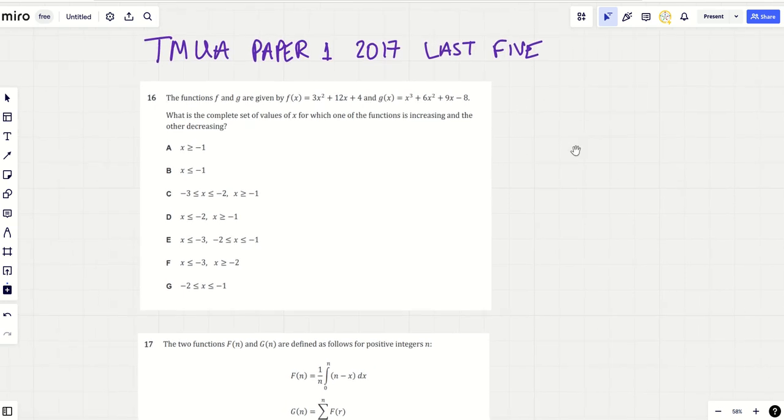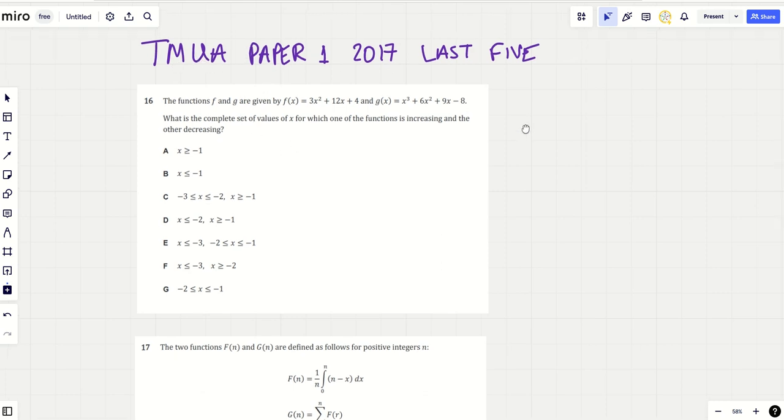This time I'm going to do the last 5 questions on a TMUA paper. The TMUA, what is it? Teaching Maths University Admissions or Test for Maths University Admissions or something like that, I don't know. But I think this is the last year they're doing it.